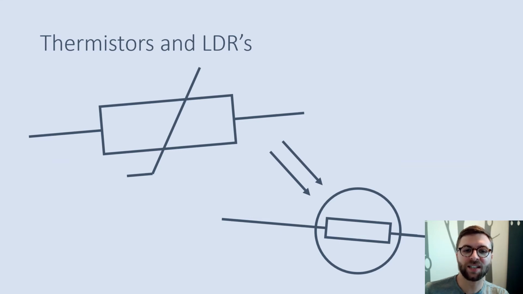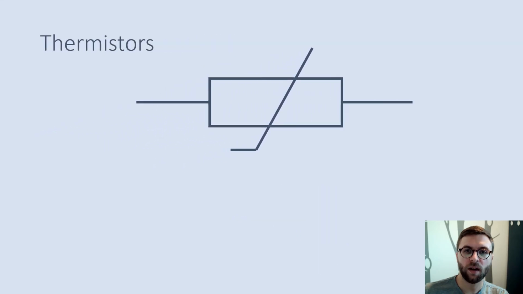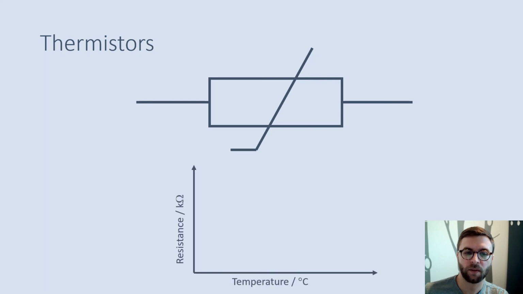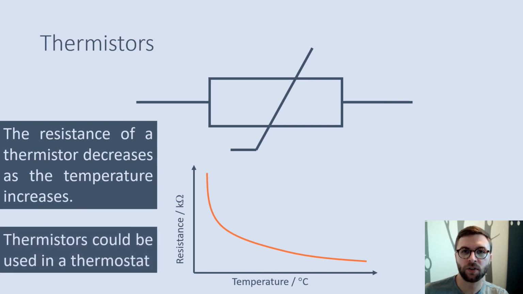As well as knowing about resistance in lamps, ohmic conductors and diodes, you also need to know about the resistance in thermistors and LDRs. Thermistors are components whose resistance changes according to temperature. As the temperature increases, the resistance decreases. This could be useful in situations where you want to control electrical circuits in response to changes in temperature. For example, they could be used in a thermostat to control the heating in a house.